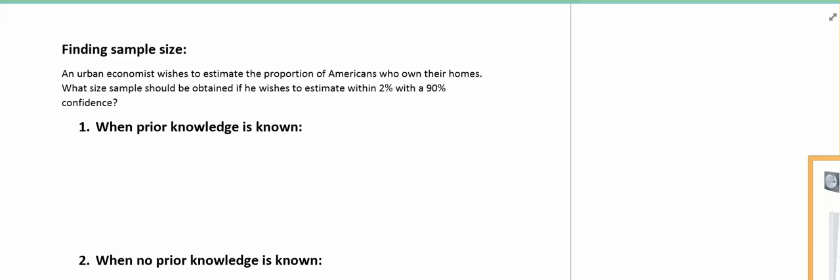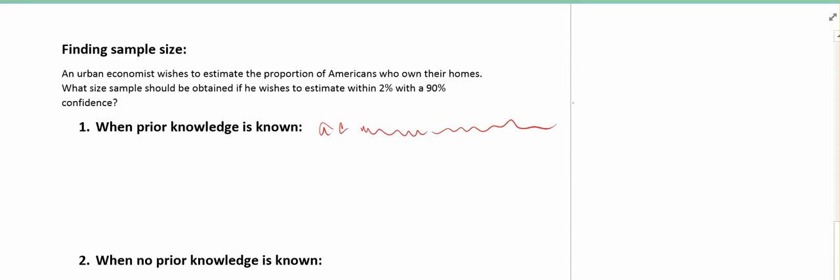So when we have prior knowledge, we're given something like this in the problem. According to a previous study, like how I wrote that, according to a previous study, 42% of Americans own their own home. So we would use this as our p hat, and then our q hat would be 58%, right?